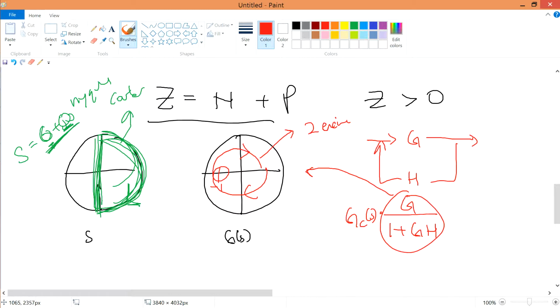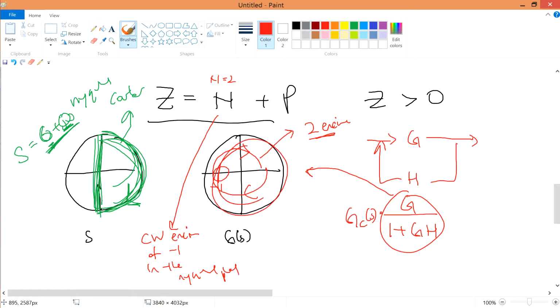And therefore N is equal to 2. N is simply the clockwise encirclement of -1 in the Nyquist plot. And this is the Nyquist plot.